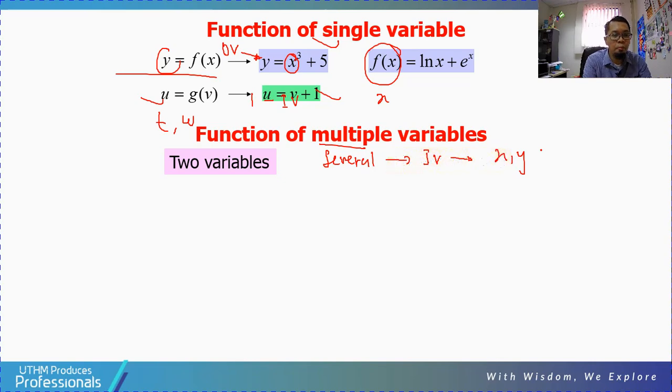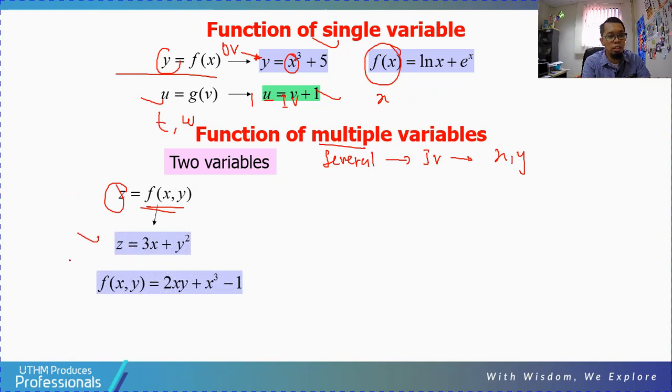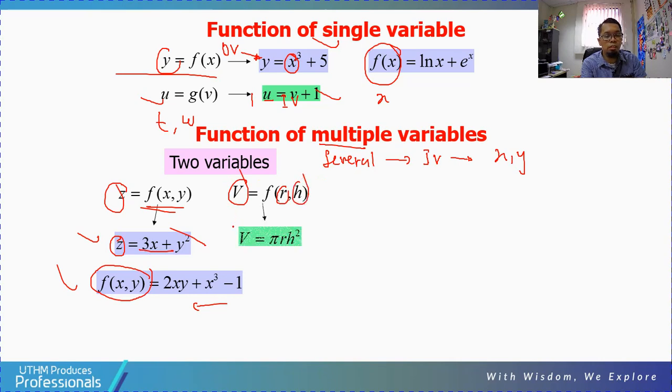Okay, the example of how we can write multiple variables or several variables. You can write z equals something, that function, or you can write f(x, y) equals something, the function. So this is the typical z, x, y. Sometimes we can use other notations. Let's say for the volume, radius, and height, we can use this symbol. So this is the function of 2 variables: h and r, height and radius.